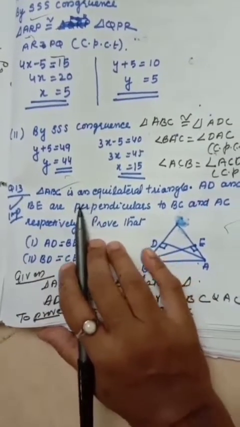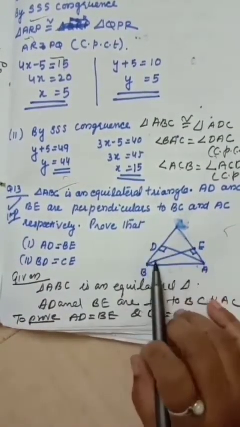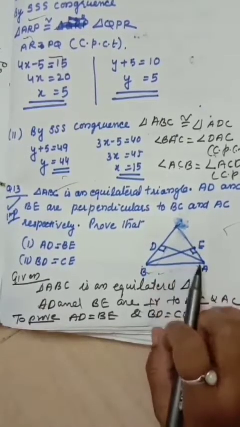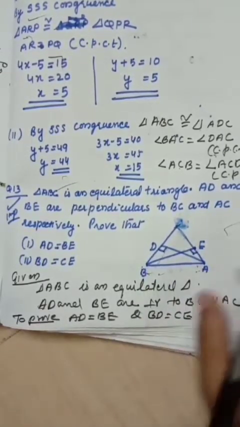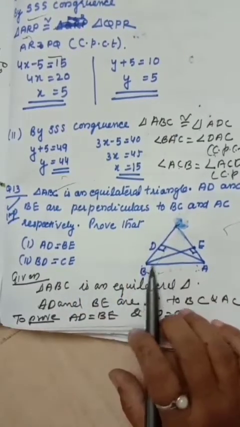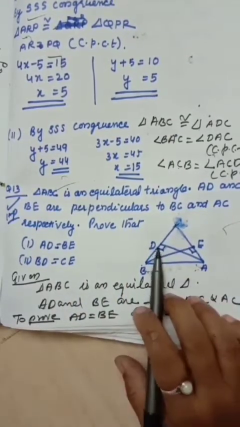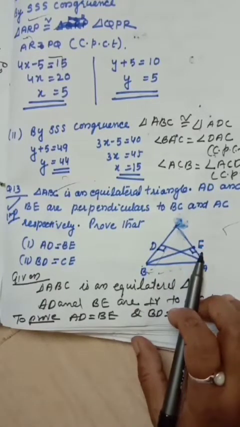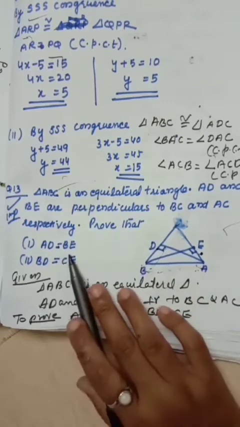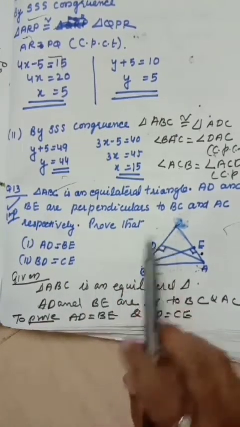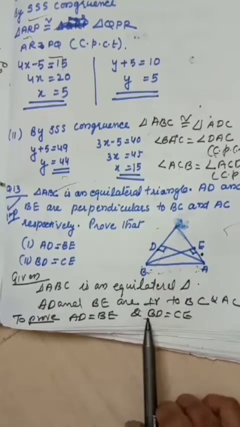Next, very important question. Triangle ABC is an equilateral triangle. Equilateral triangle meaning three sides are equal: AB, BC, CA. AD and BE are perpendicular to BC. See, AD is perpendicular to BC, BE is perpendicular to AC. Prove that AD equal to BE, BD equal to CE. First, whatever is given, you write as given and to prove. Now, proof starting.